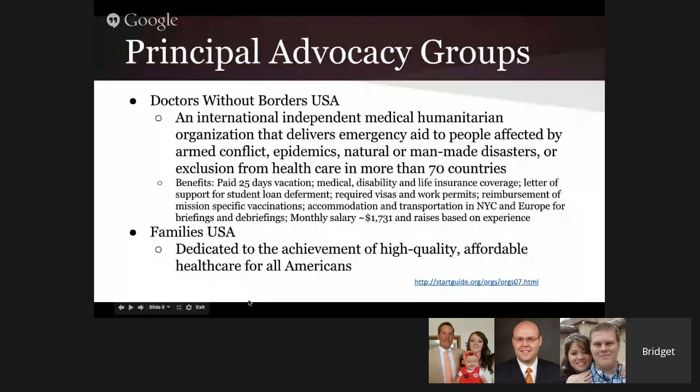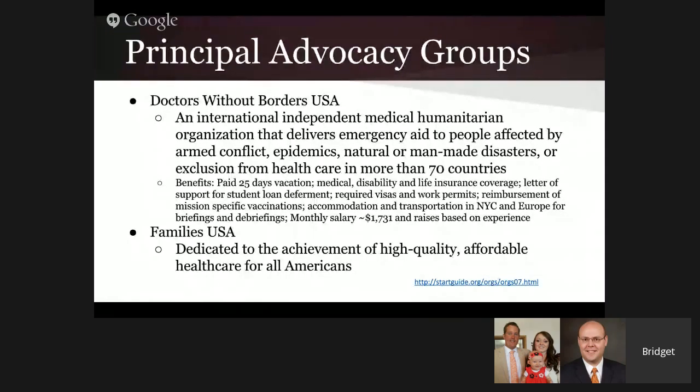So, it looks like there are specific principal advocacy groups. There's Doctors Without Borders for the United States of America. It's an international independent medical humanitarian organization that delivers emergency aid to people affected by armed conflict, epidemics, natural or man-made disasters, or exclusion from healthcare in more than 70 countries.